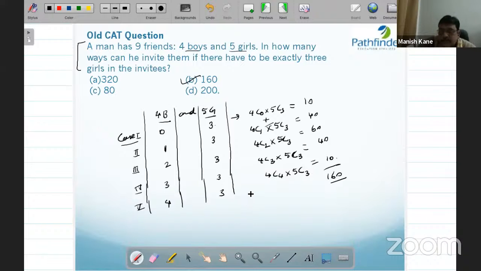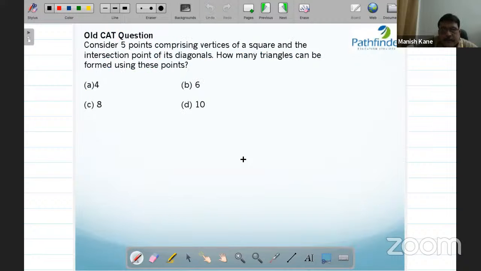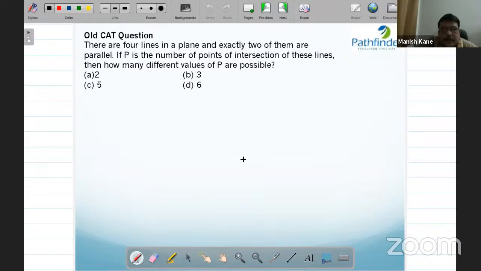So this is a CAT question which we had earlier solved and which is exactly based on the concept that we have. And I have actually quite a few CAT questions. Let us solve one more.